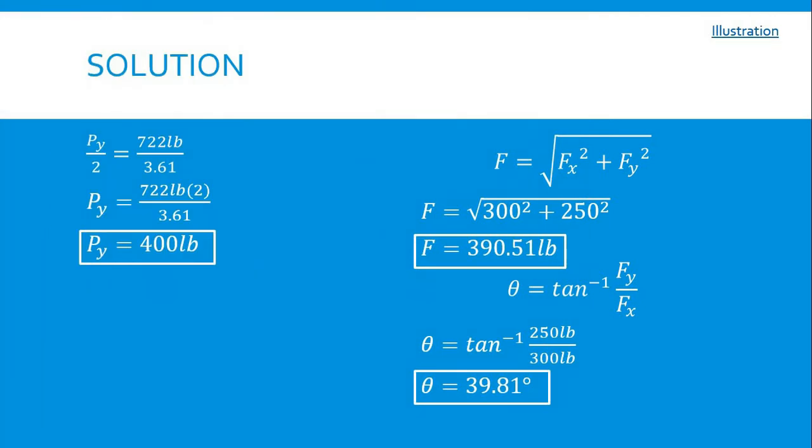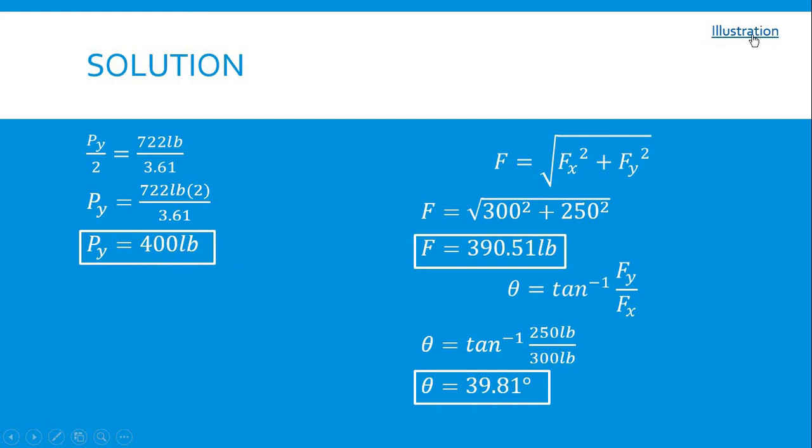In getting P of y, P of y over 2 equals 722 pounds over 3.61. P of y is equal to 722 pounds multiplied by 2 over 3.61. So we get a total of P of y equal to 400 pounds.